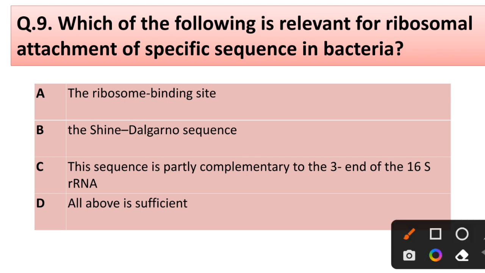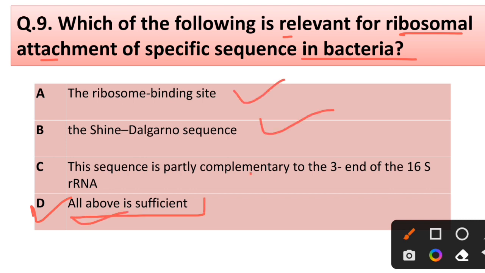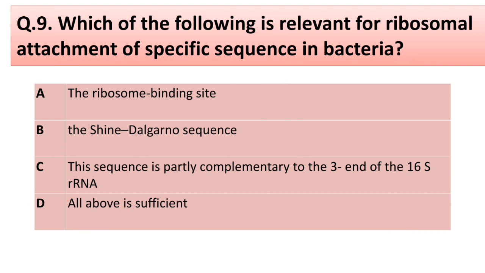Question number 9. Which of the following is relevant for ribosomal attachment at a specific sequence in bacteria? The ribosome binding site, the Shine-Dalgarno sequence. This sequence is partially complementary to the 3' end of the 16S rRNA. All of the above is sufficient. Correct answer is option D. All of the above statements are true.